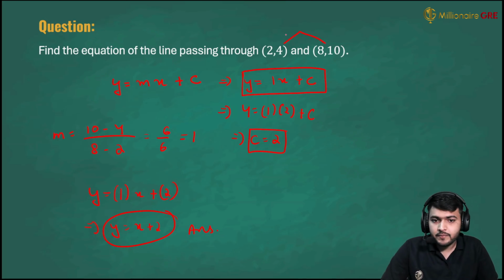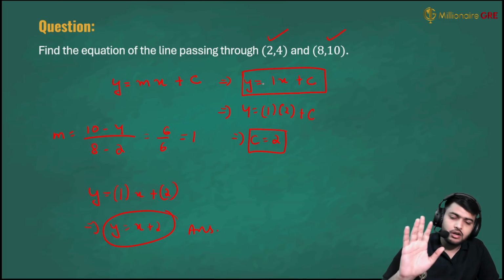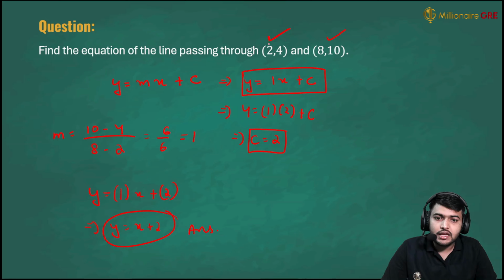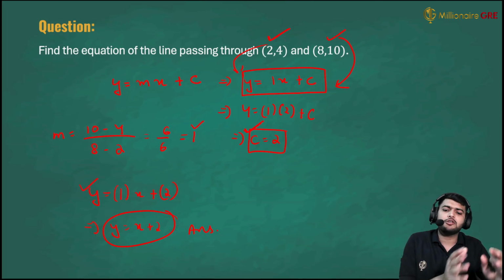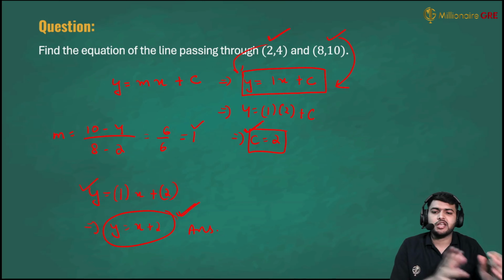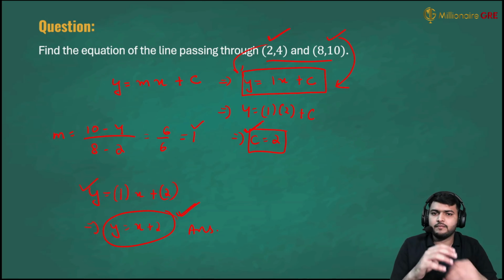Since these 2 points lie on this line, they must satisfy the equation of this line. So you can substitute the coordinates of any 2 points in this equation. I substituted (2, 4). You could have substituted (8, 10) as well. You would have ended up with the same value of c. Once you have m and c, you can write the equation in the form of y is equal to mx plus c. And we get this as the answer. y is equal to x plus 2 is the equation of this line.